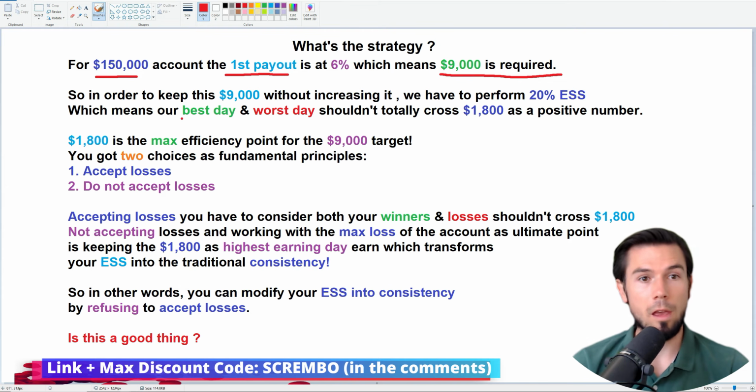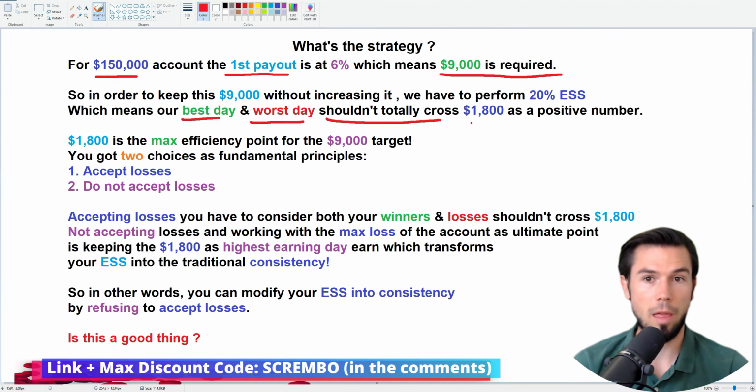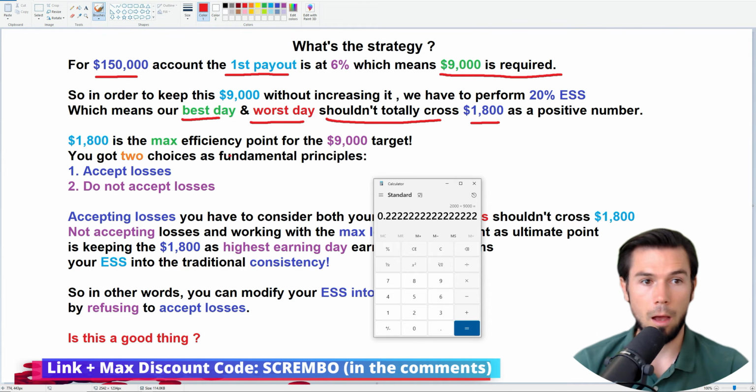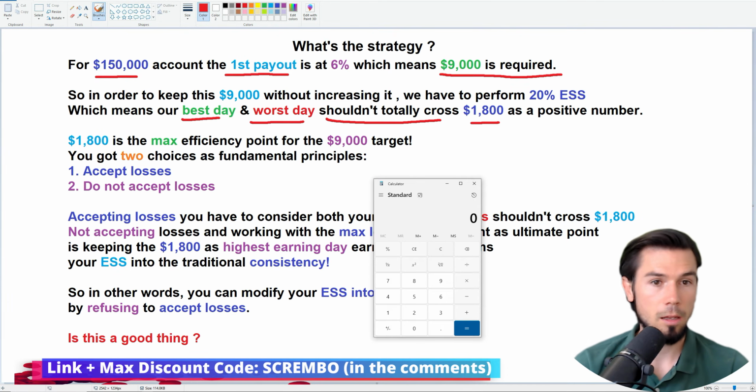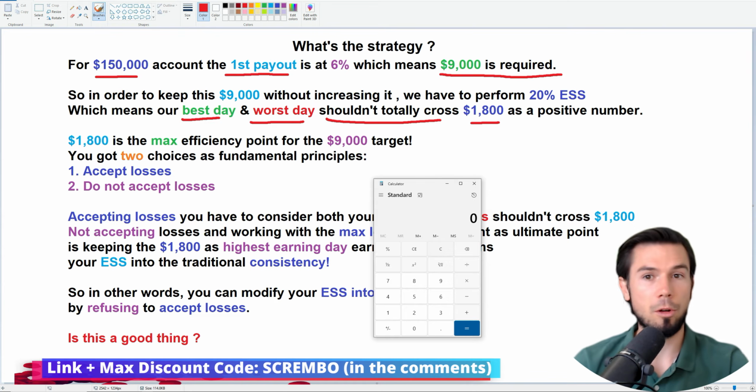Now, which means your best day and your worst day should not totally cross 1,800 as a positive number, right? This is the max efficiency point. This is the sweet spot for the $9,000 target. That's the one, guys. $1,800. You shouldn't cross that, which means 1,000 for the profit, 800 for the worst day, for example. Those two are totally 1,800. You shouldn't cross this value.